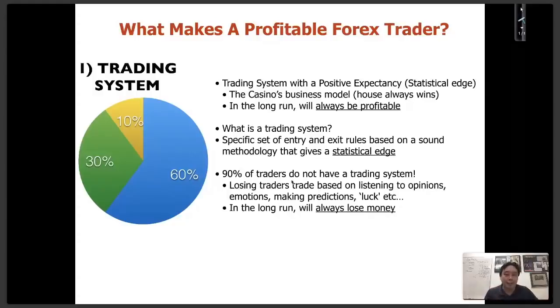Now, 90% of traders out there lose money or don't make money consistently because they don't have a trading system. Or if they do, they don't follow the system consistently. Most losing traders trade based on what? They are listening to the opinions of other people. Hey, the euro's going up, they go buy the euro. Hey, the franc's going down, they sell the franc. They trade based on emotions, like revenge trading, like greed trading.